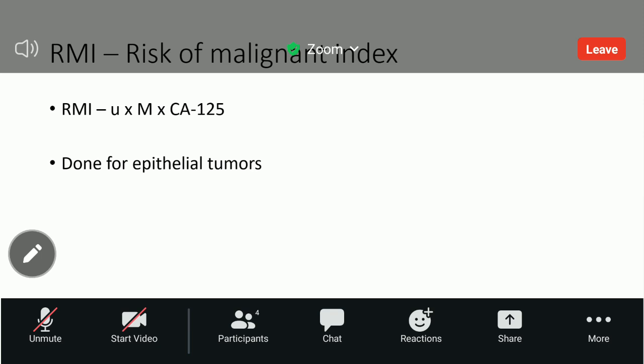Because the RMI score includes CA125, U meaning the ultrasound scan score, M meaning the menopausal state. We have to multiply all three, and we get a number. Regarding the number, the amount, we can think whether this is malignant or benign. We can have an idea only. The RMI score is done for epithelial tumors only, because we are using only the CA125. We can't use other tumor markers and use the RMI score for other tumors, only for epithelial tumors.